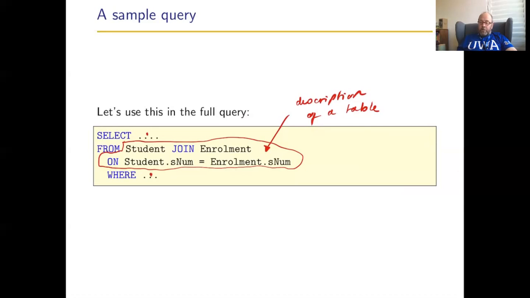How I want you to think of these is the where command slices out rows. The select command slices out columns. Okay, don't worry about that right now. It'll all become clear by the end of this lecture.